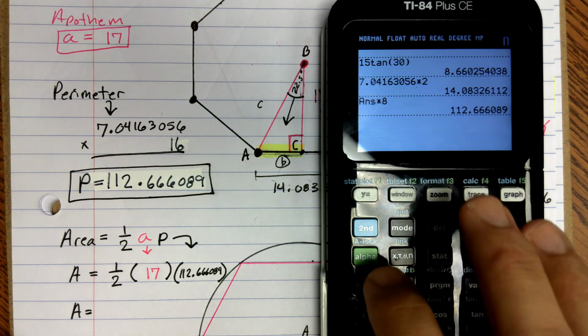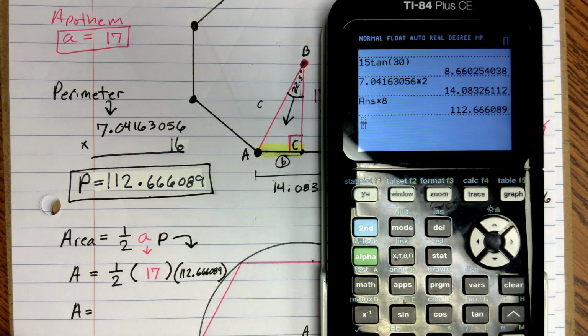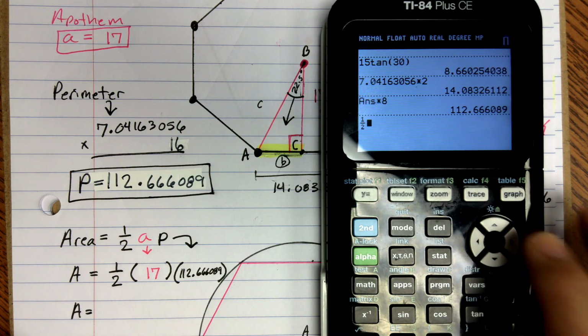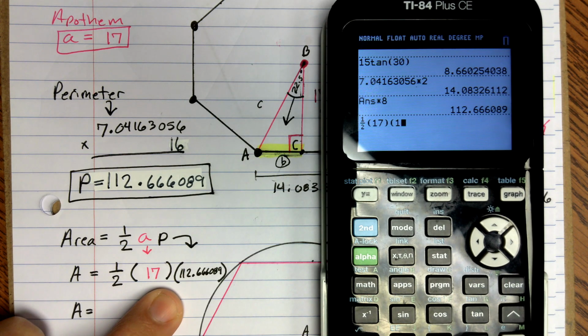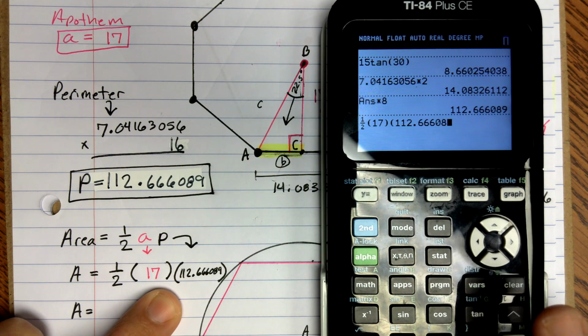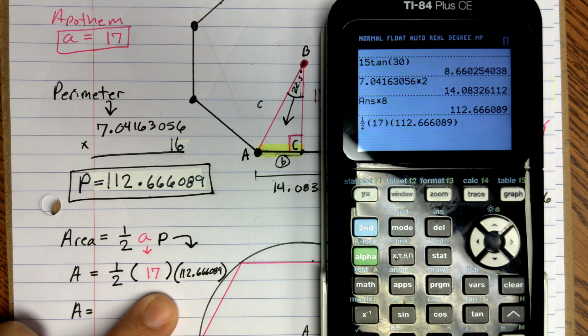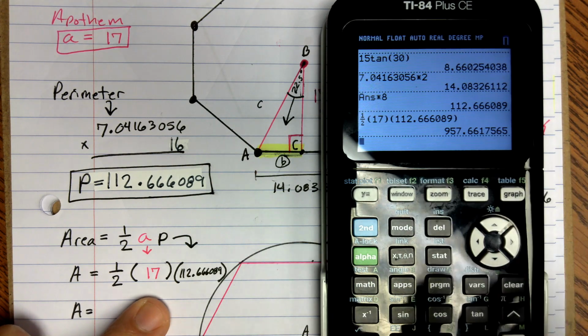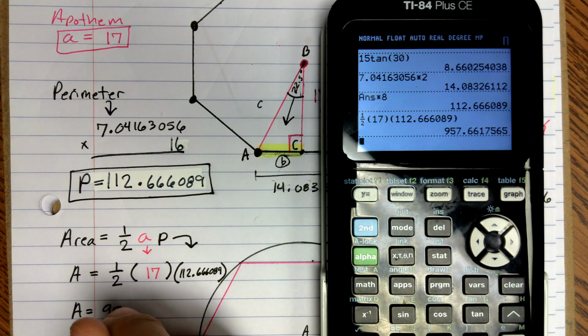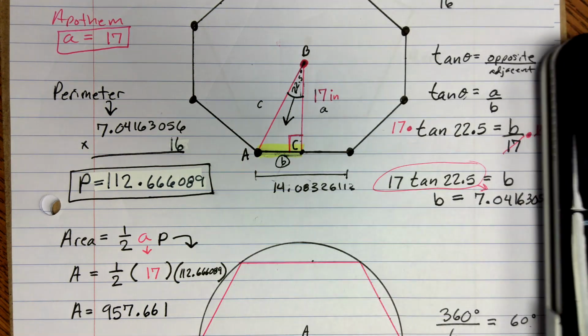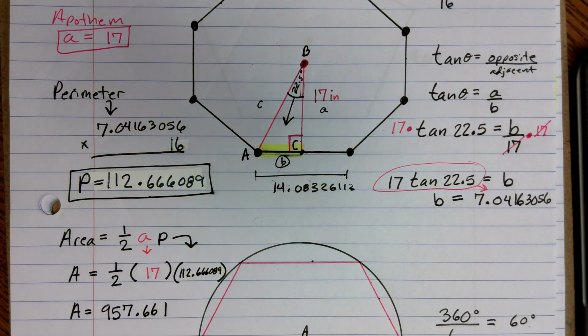Alright, so now I'm just going to enter this in the calculator. Hit alpha y equals, enter. Put my fraction bar and my 1/2. And then we're going to go ahead and put a parenthesis and then put the apothem, close parenthesis, another parenthesis, and 112.666089, close parenthesis, and I'm going to hit enter. And notice this is my area, 957.661.